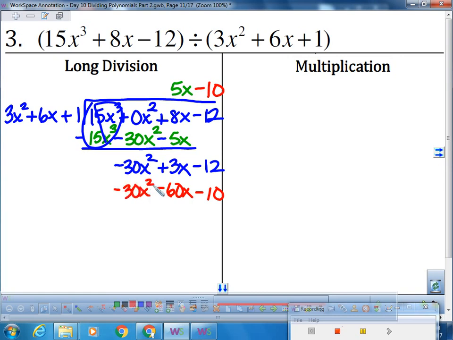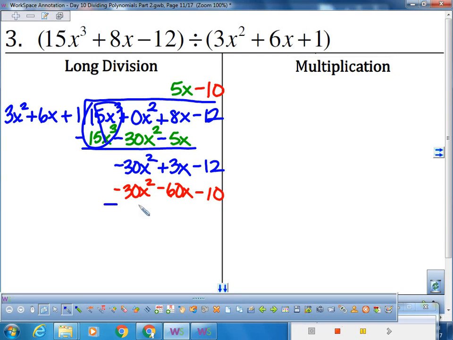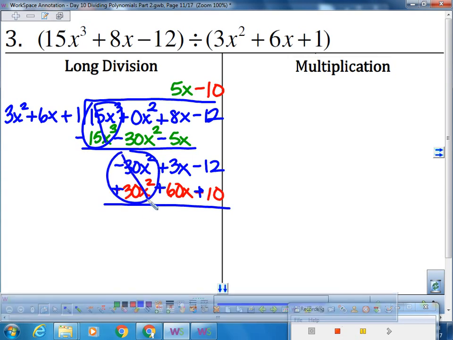I shouldn't say I don't use my signs. I don't put plus signs when it's plus because I know it's going to change anyway. Okay. So now I'm going to draw my line and change my sign. This goes away. Negative and positive 30x squared goes away. And I'm left with 63x minus 2 as my remainder.